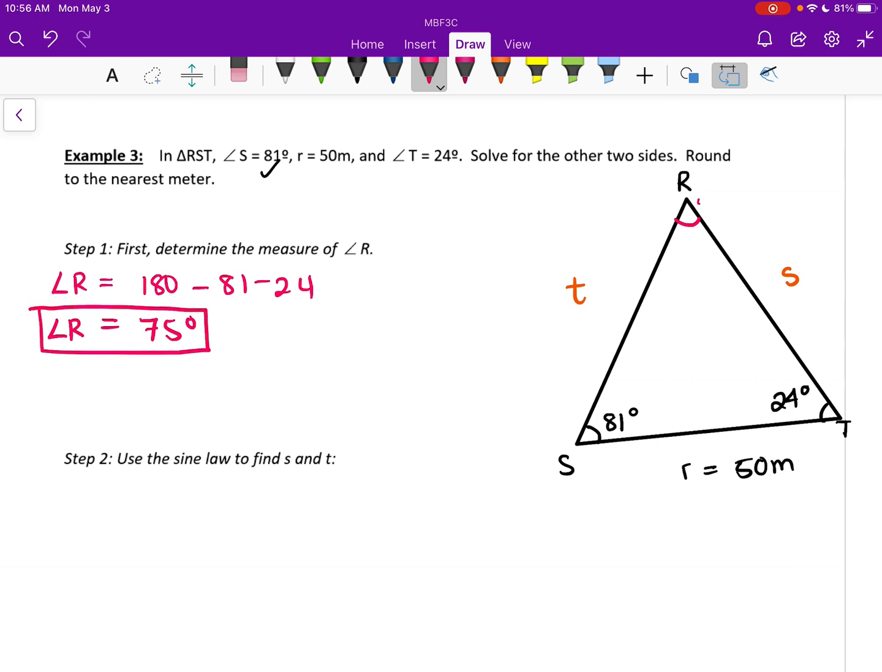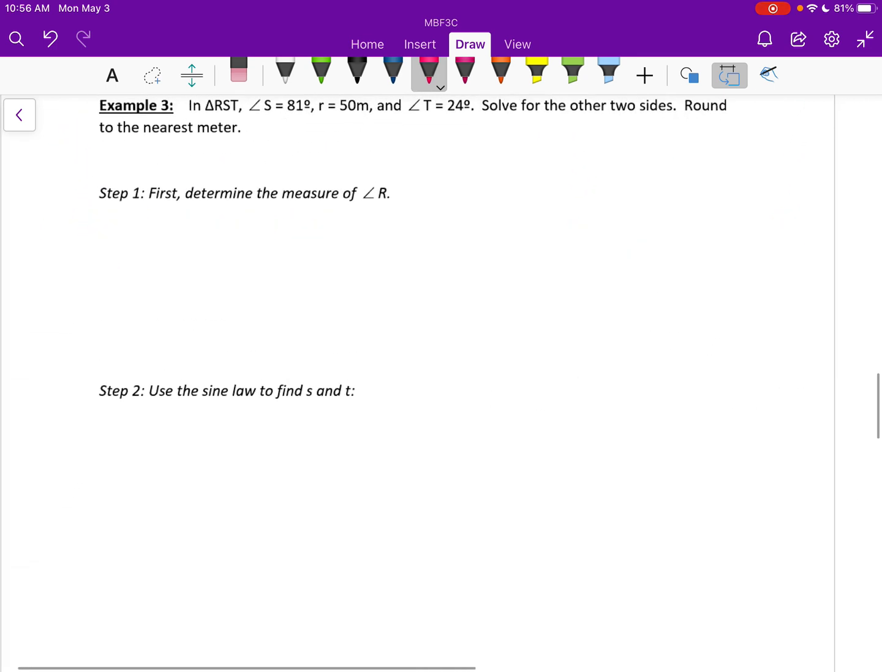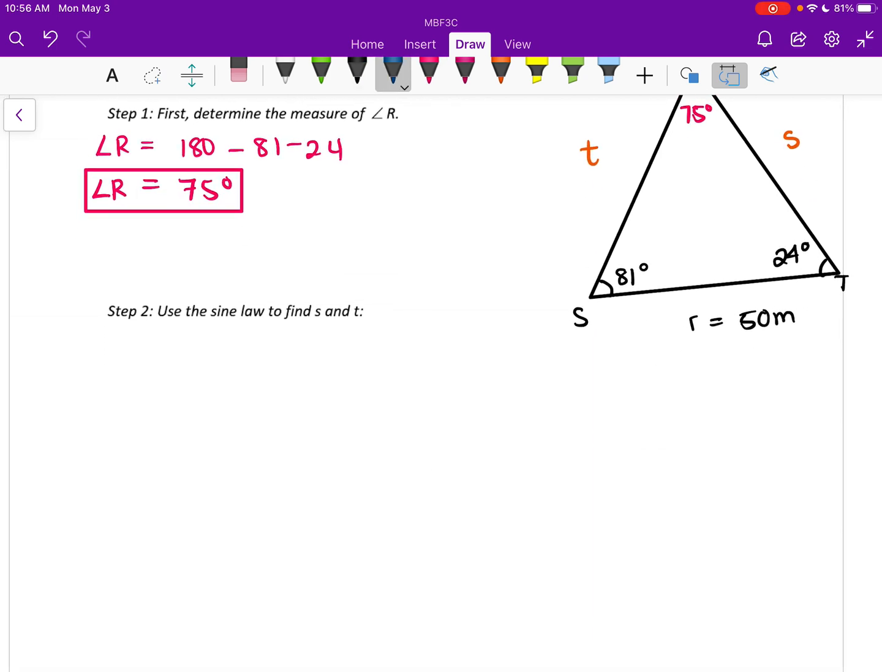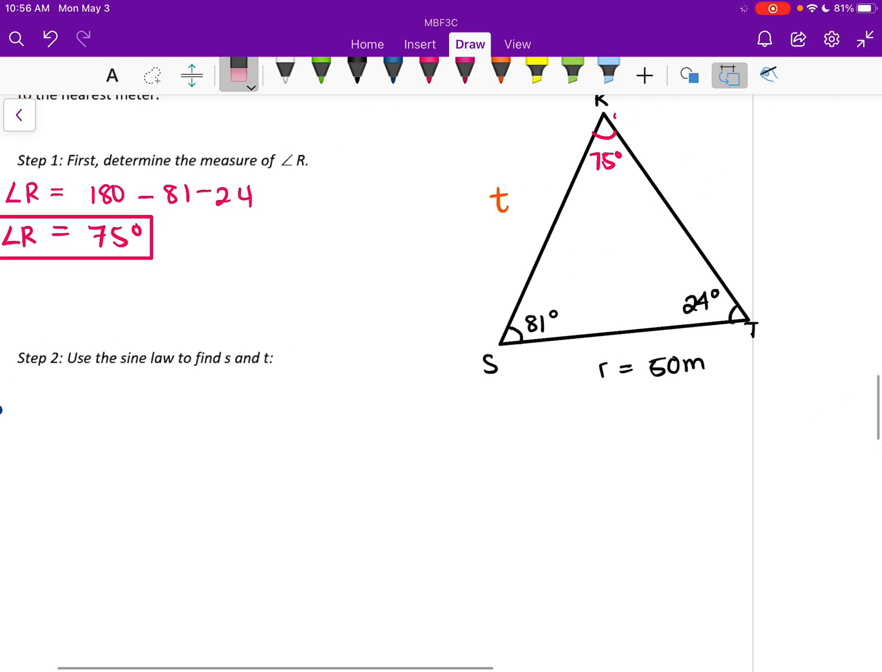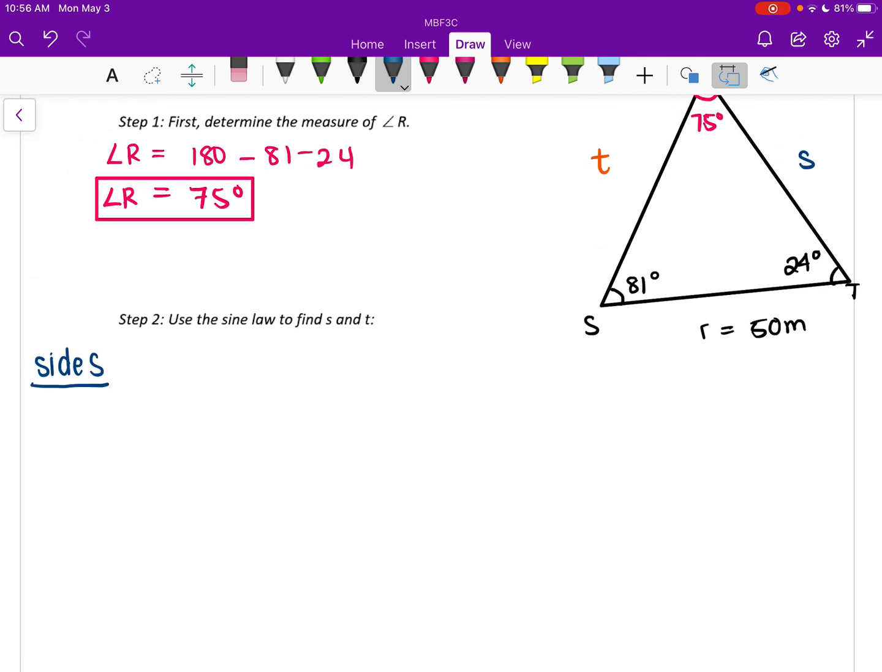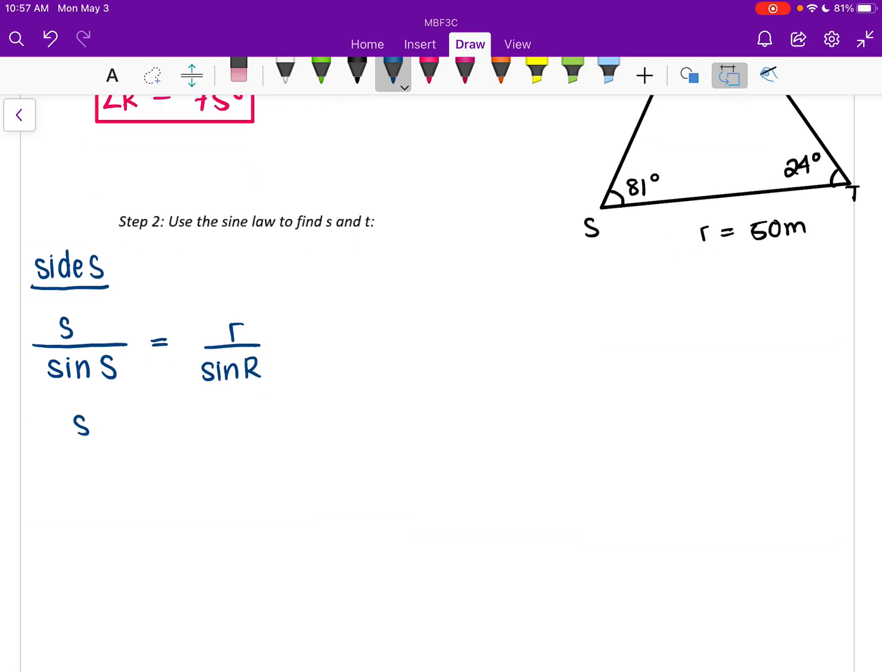So now that I have angle R, I have a ratio, right? And it's really easy to work with now, because I can just use that ratio for everything. So let's find S first. Let's use this blue pen to find side S. Since we're looking for the side, we're going to put the sides at the top. So side S over sine S equals R over sine R, because that's the one that I have both values for.